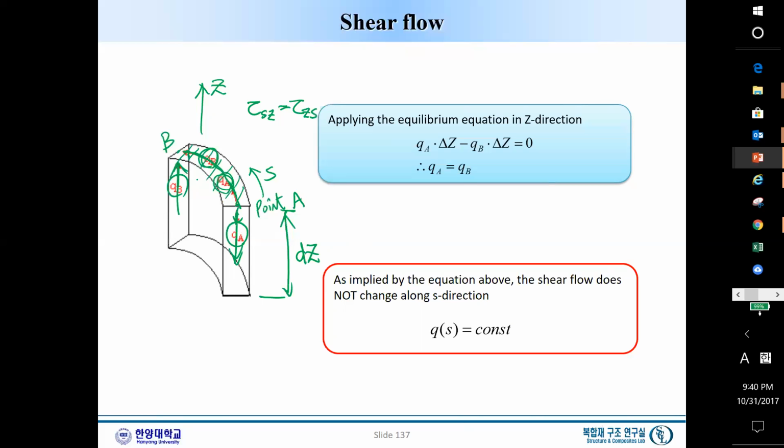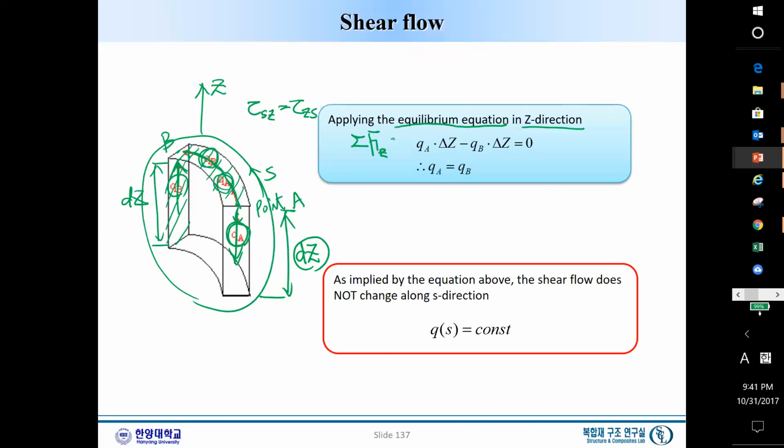If we consider this as a body and we want to consider force equilibrium in the Z direction, the force in the Z direction is QA times delta Z. Another force in the Z direction acting on this surface is QB times the same length, delta Z. So if we look at all the Z directional forces, QA times delta Z will give us the force.